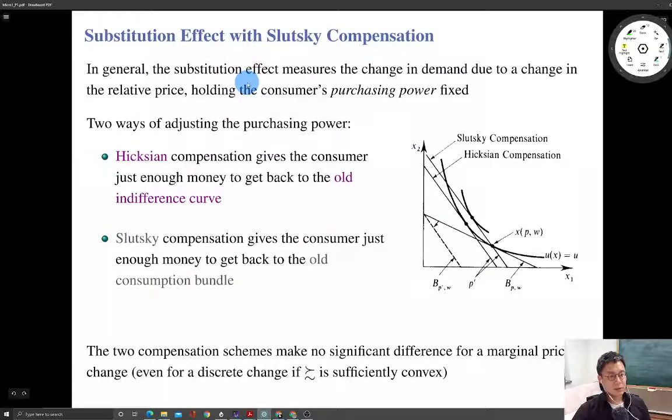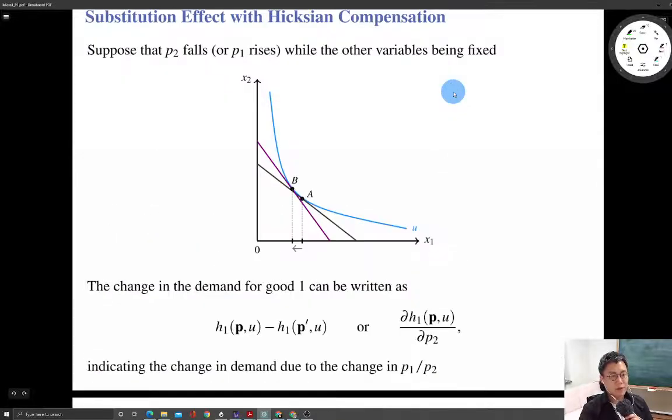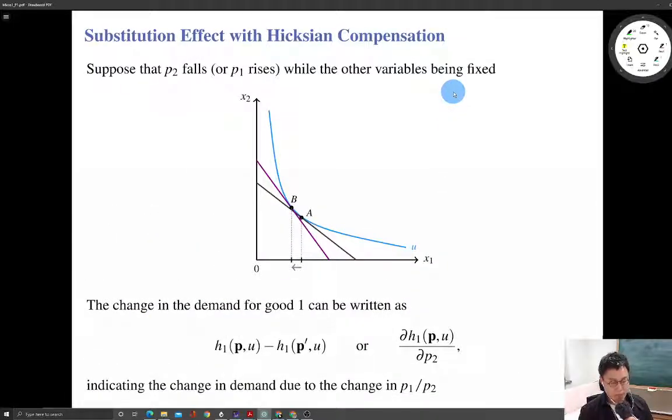The definition of the substitution effect appears on page number 55. The effect measures the change in demand due to a change in the relative price, holding the consumer's purchasing power fixed. The best way to understand this definition is to work with a two-commodity space. So suppose that there are two goods, good one and good two. And then the budget constraint can be written as P1x1 plus P2x2 is smaller than or equal to W.